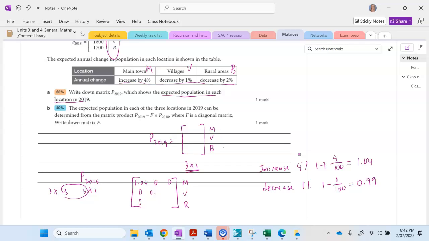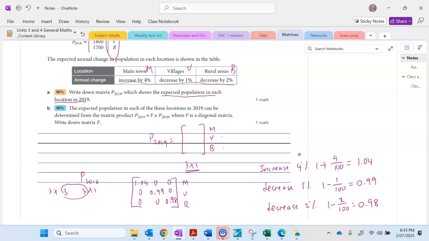So 0.99 and 0 elsewhere. All right, so we're only wanting a diagonal matrix. For the last one, we're decreasing by 2%. So think of your phone battery. If it decreases by 2%, you're left with 98%. So 0.98. You can also do this on your calculator. We did it a lot in financial.